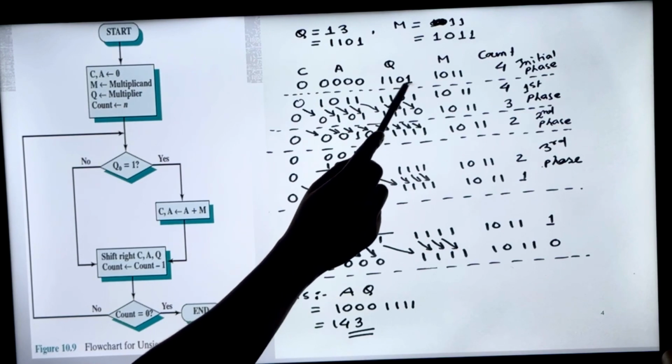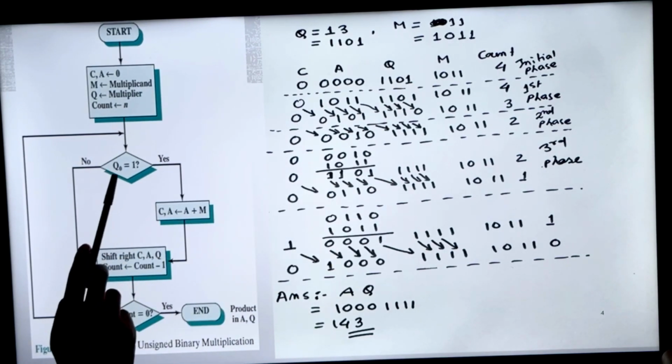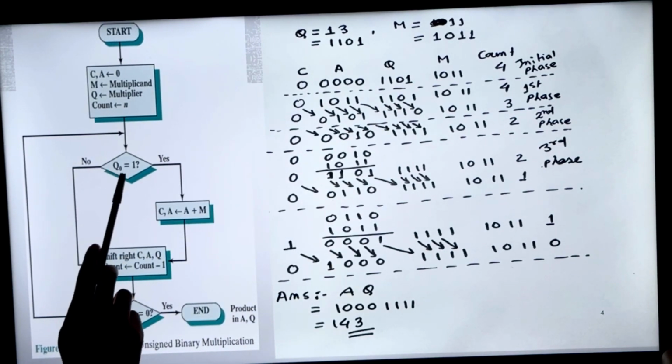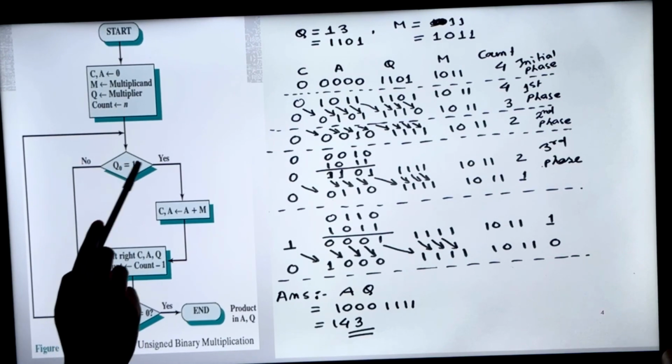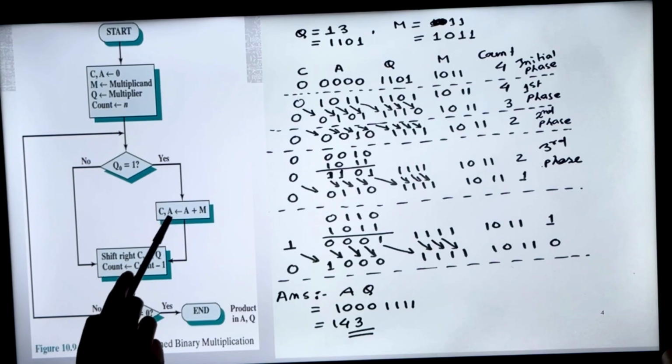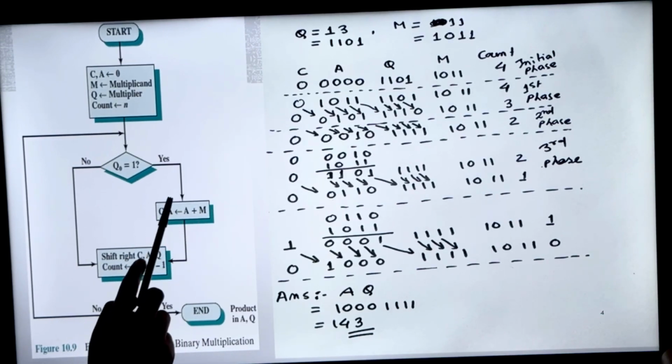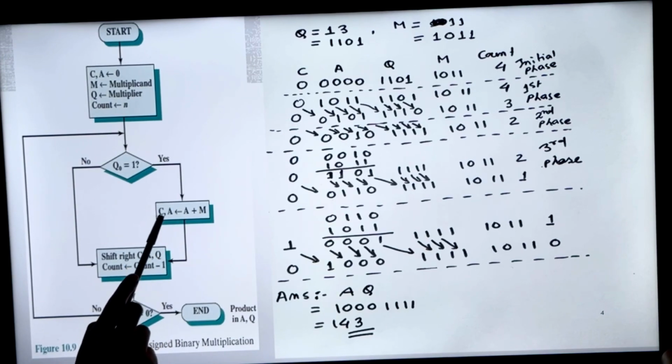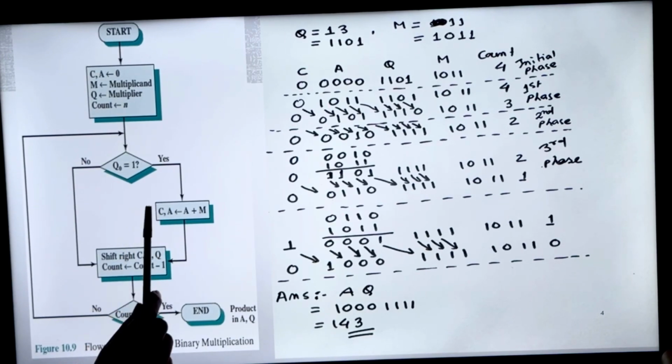So the conditional statement says whether my Q0 is 1 or no. It is yes. So I will move to the right-hand side. If it is yes, what will I do? A equals A plus M. I will perform A equals A plus M, and if there is any carry out bit, I will store it in C. Fine, we'll do the same thing.